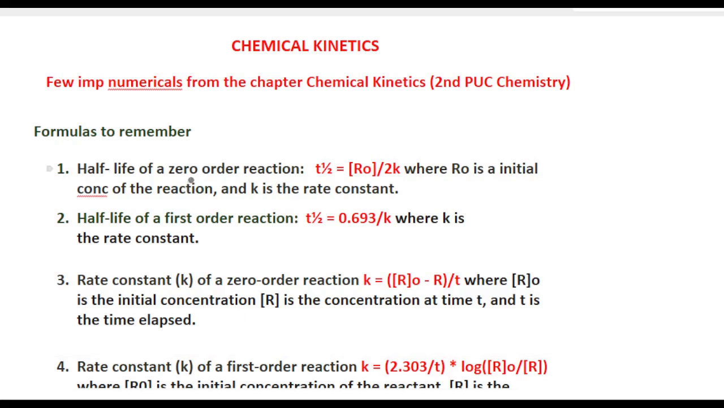We have the half-life of a zero order reaction, that is T half is equal to R naught by 2K. Half-life of a first order reaction, T half is equal to 0.693 by K. Rate constant of a zero order reaction, that is K equal to R naught minus R divided by T. Rate constant of a first order reaction, K equal to 2.303 by T into log of R naught divided by R.